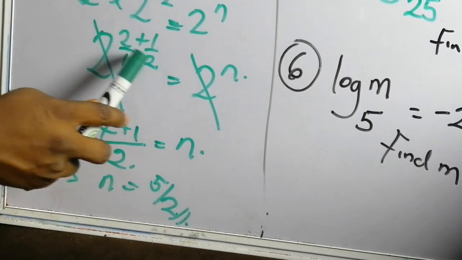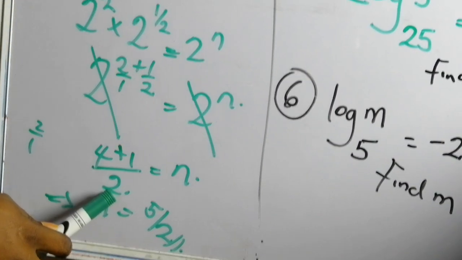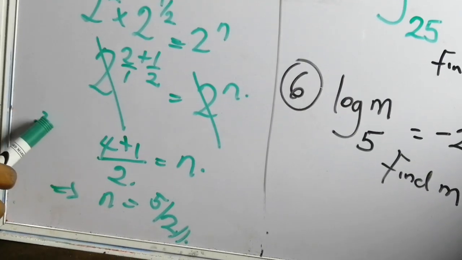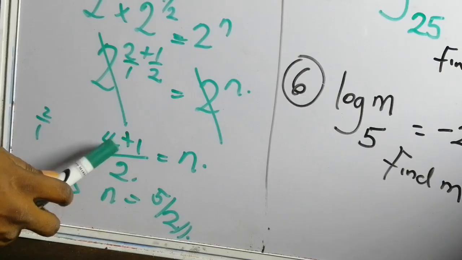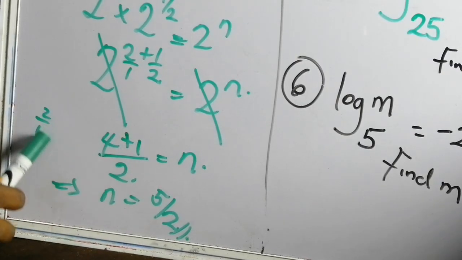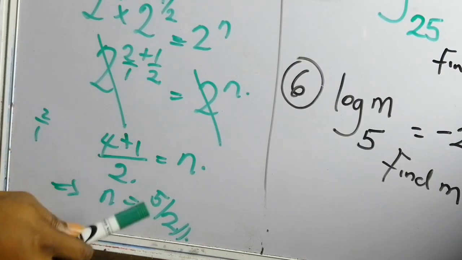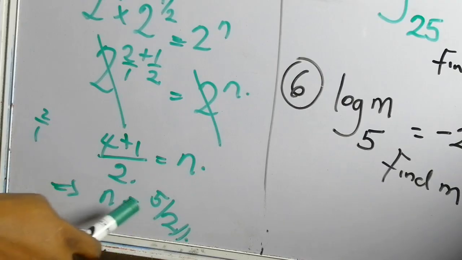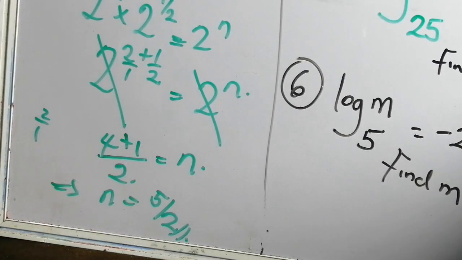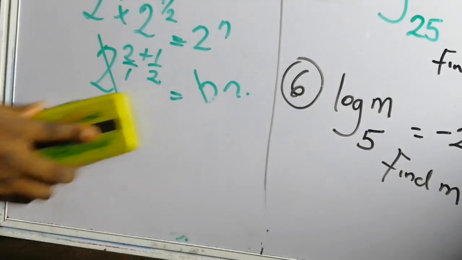So don't forget LCM. You take the LCM here, it's 2. 2 in 1 will give you 2. 2 times 2 is 4. 2 in 2 will give you 1. 1 times 1 is what? 1. So it means that at the end of the day, your n is equal to 5 over 2. It's as simple as that. It's straightforward.